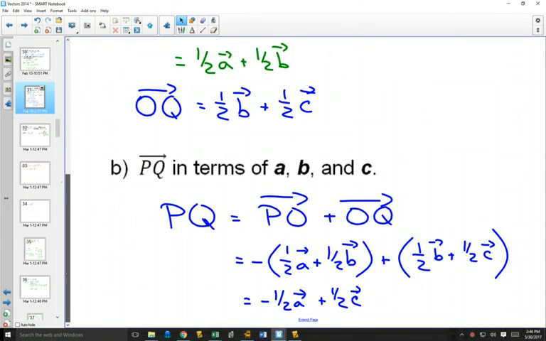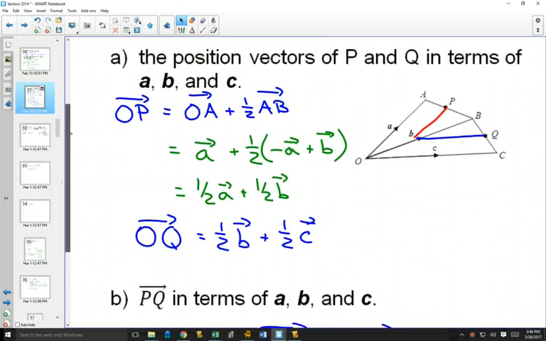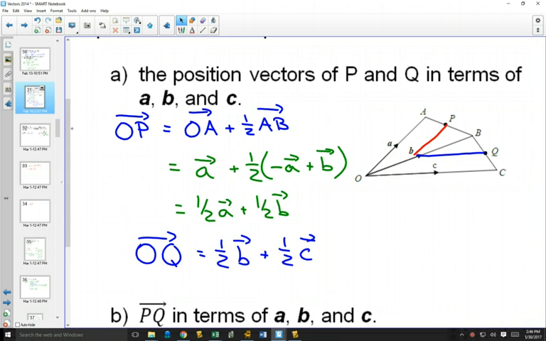You have negative half C and right here? No, for A. For the question A, I have 1/2 negative B plus A. Negative 1/2, yeah, negative B plus.